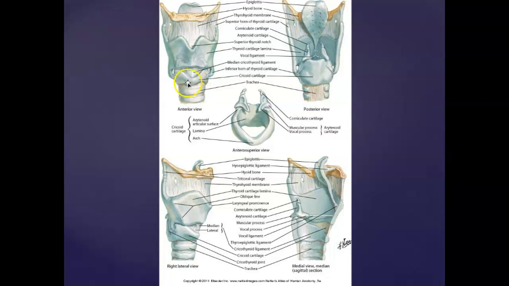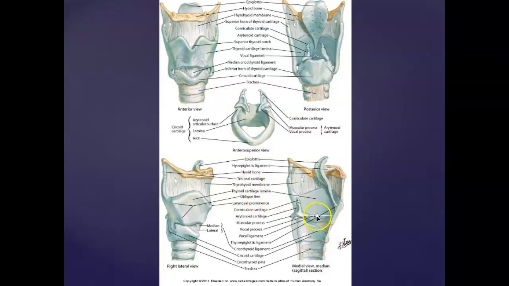Here's the anterior view, the cricoid cartilage and the thyroid cartilage. Here's that median cricothyroid ligament. This is where you would cut to do an emergency tracheostomy. Hopefully you never need to do that, but that's where that would be, to place that tube so that somebody can breathe. So you can see where that would be.